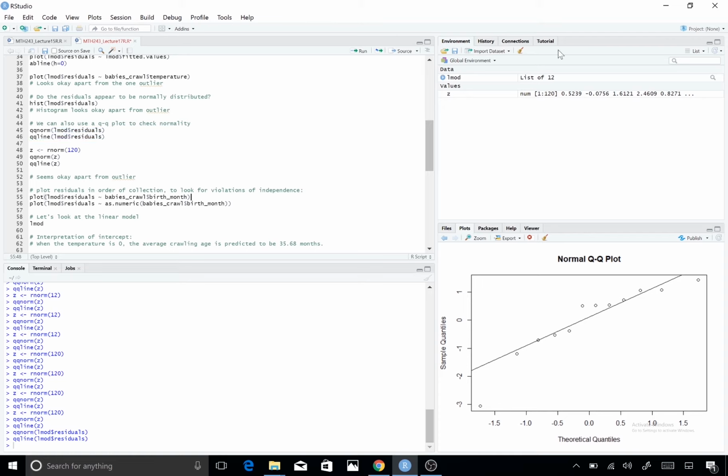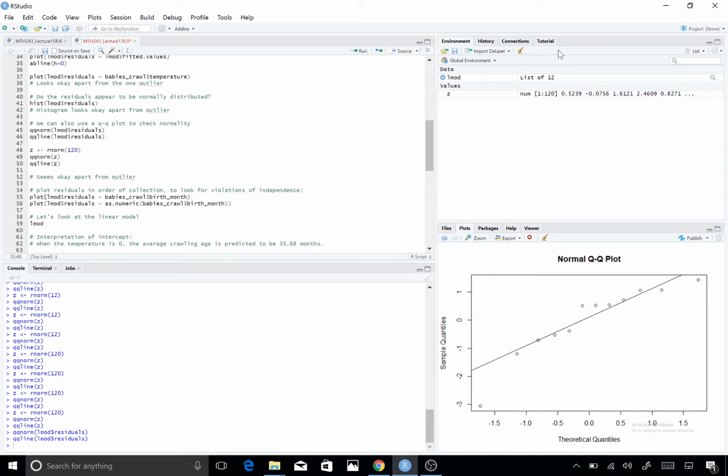If we know what order our data was collected in, we can look at the residuals in order of collection to see if there's some kind of pattern that would indicate serial correlation. That would be a violation of our independence assumption. The book gets into this in section 9.3, which I haven't assigned, but you can read more about it there.